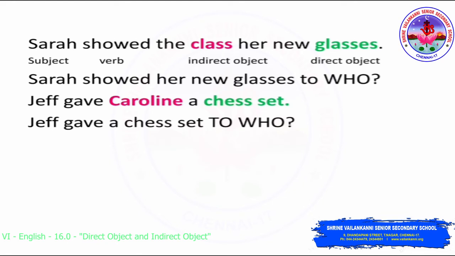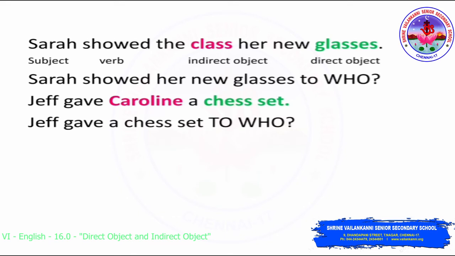Jeff gave Carolyn a chess set. So Jeff gave a chess set to who? To Carolyn. So Carolyn is the indirect object, and chess set could be your direct object. Okay. So Jeff is the subject, gave is the verb, Carolyn is the indirect object, and chess set is the direct object.